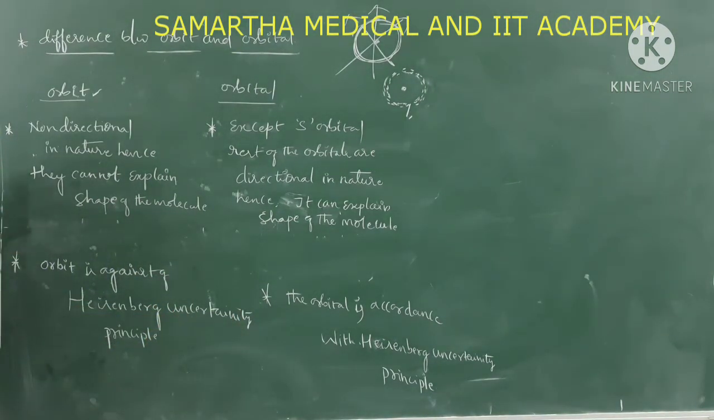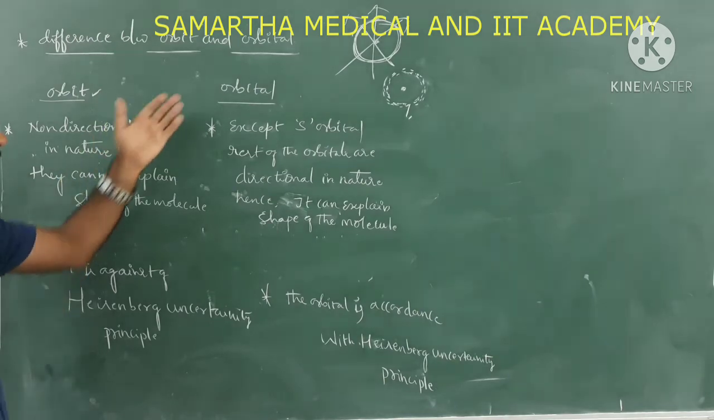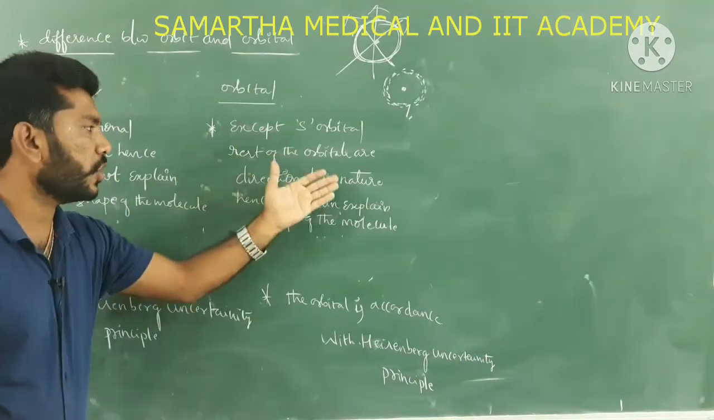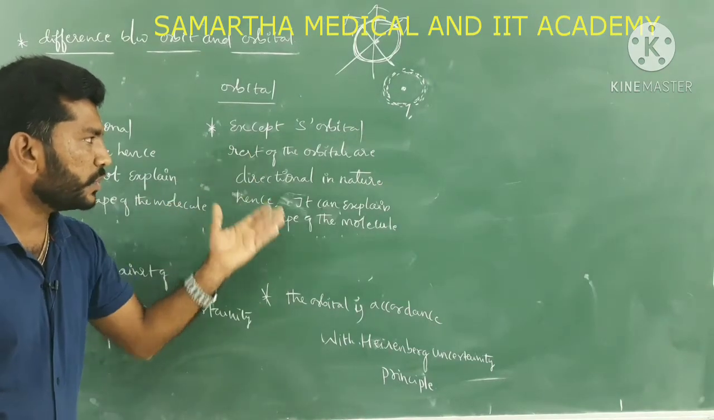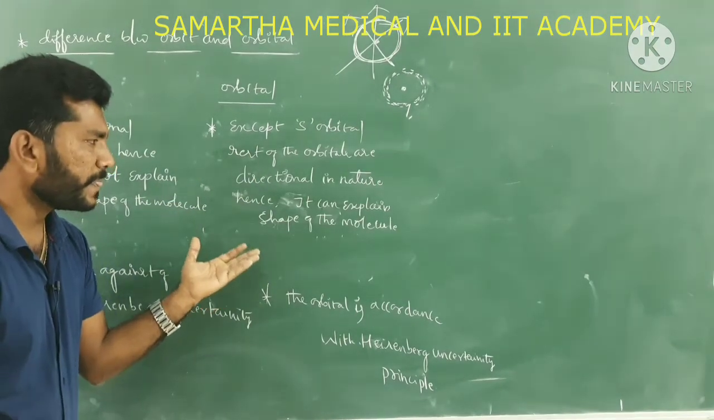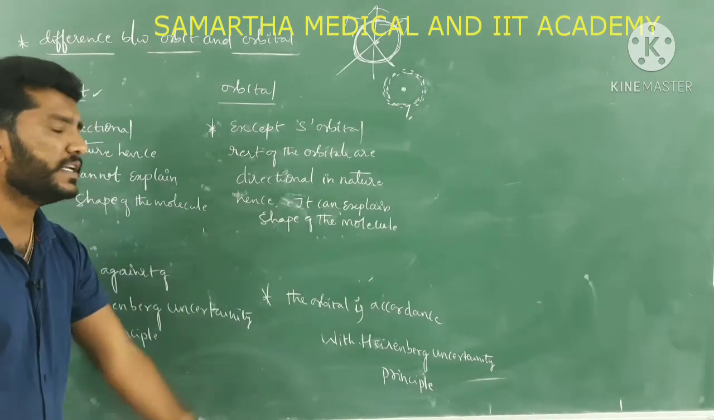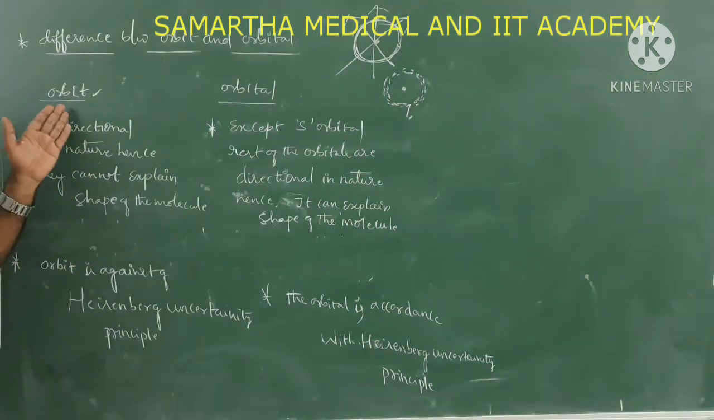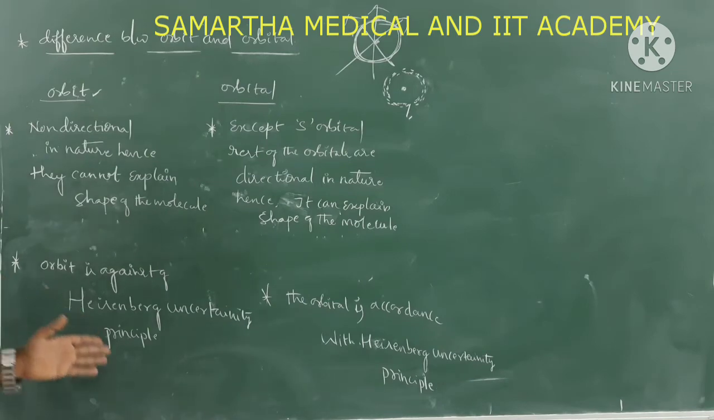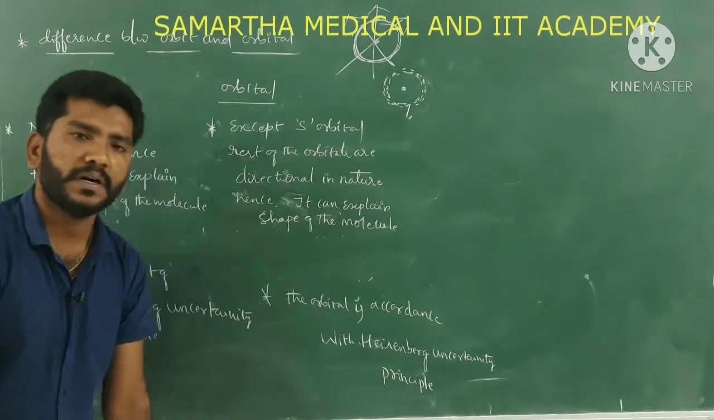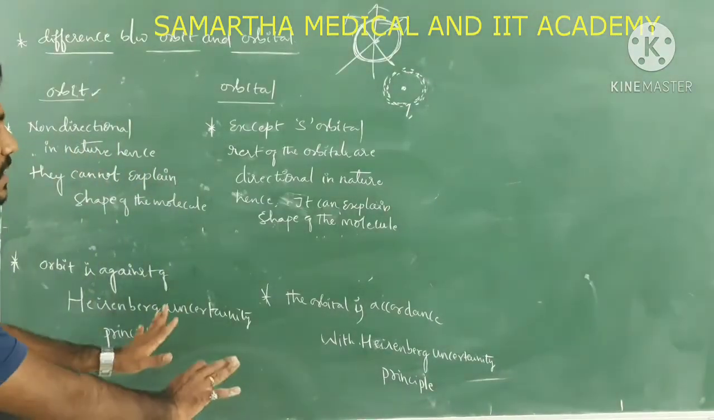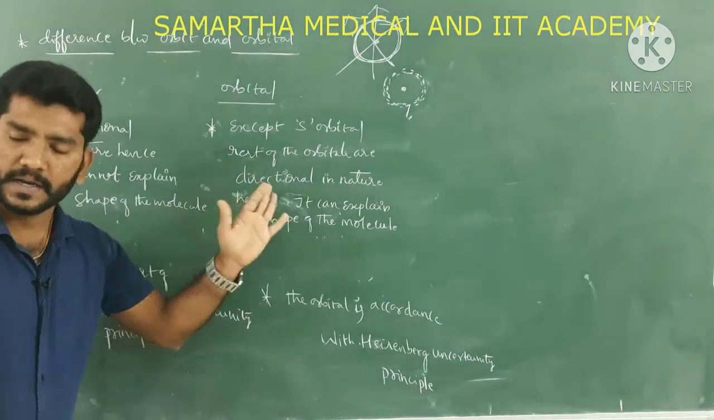Okay, so third, orbit is non-directional in nature, hence it cannot explain the shape of the molecule, and except the S orbital, the rest of the orbitals are directional in nature. Hence for those orbitals, it is possible to explain the shape of the molecule. And orbit ultimately is against the Heisenberg uncertainty principle, and orbital is in accordance with it. So this is the major difference between orbit and orbital, guys.